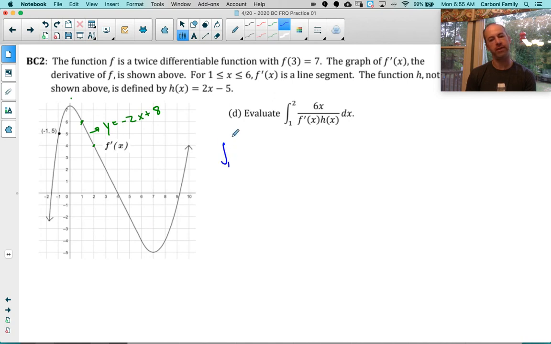We'll have the definite integral from 1 to 2 of 6x over negative 2x plus 8 times h, which is 2x minus 5.